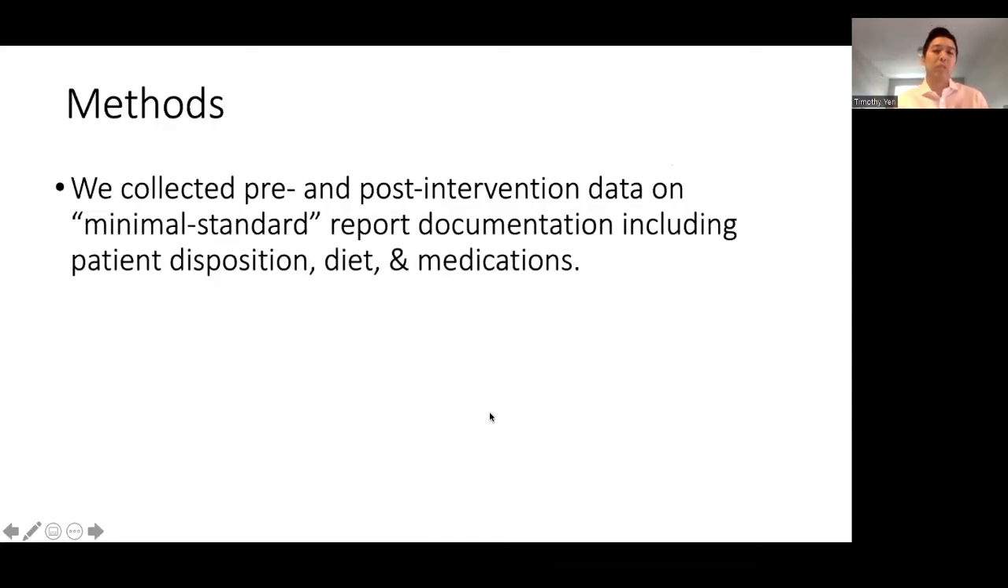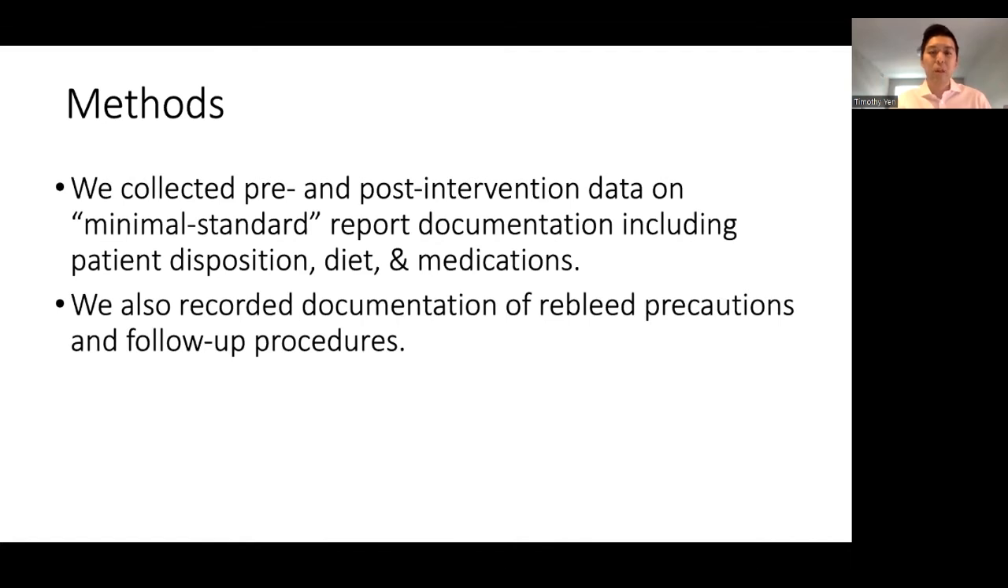So we collected pre and post intervention data, so before and after we implemented these templates, and we defined as a process metric what we called minimal standard report. And that included the inclusion of three main recommendations. One is some statement about disposition, second is some statement about diet, and third, some statement about medications, depending on what etiology it was: PPIs for non-variceal bleeds, octreotide and antibiotics for variceal bleeds. And then we also recorded documentation of rebleed precautions and follow-up procedures.